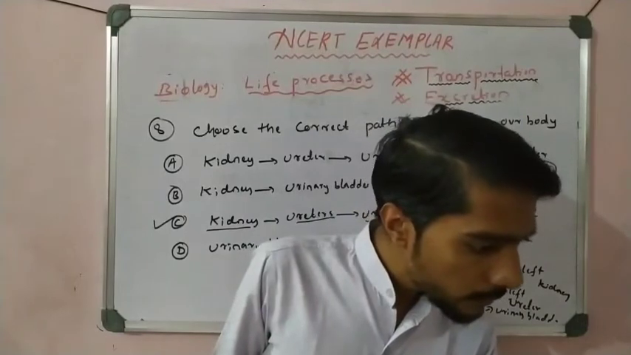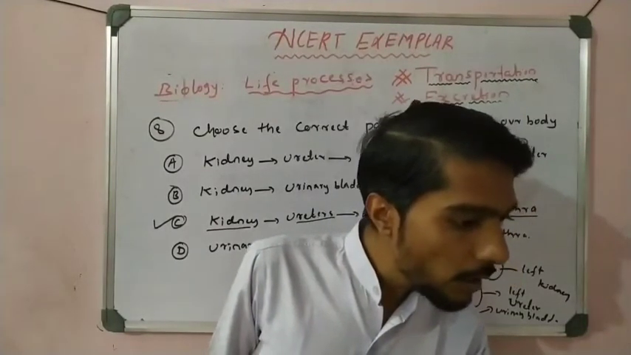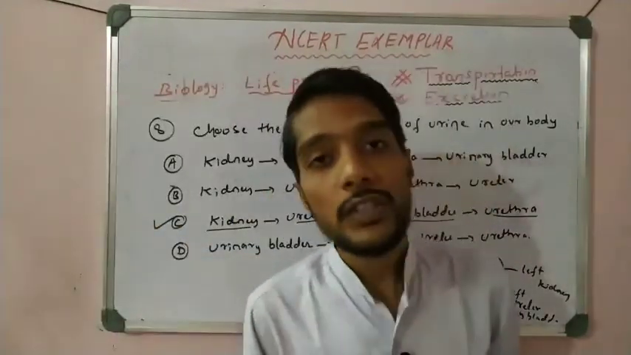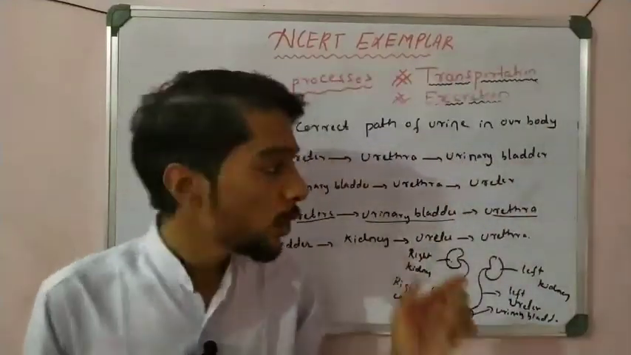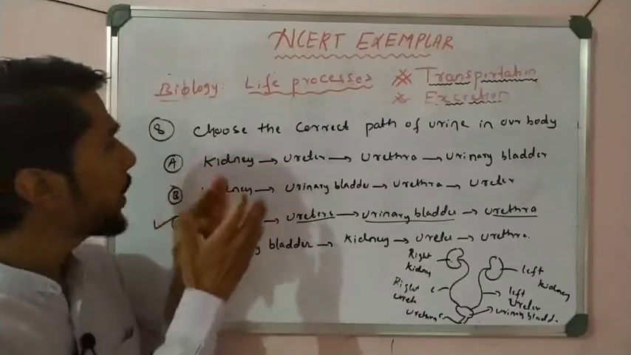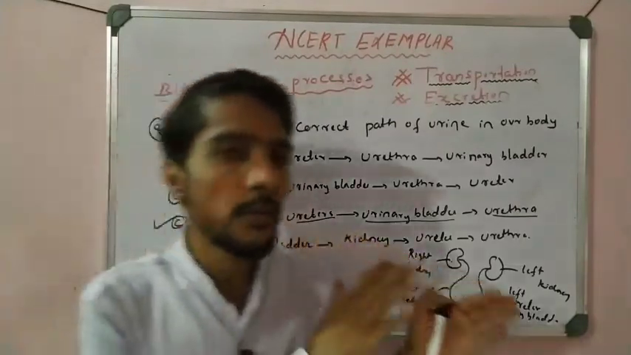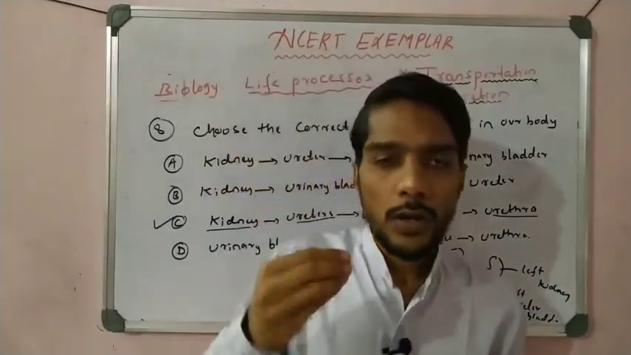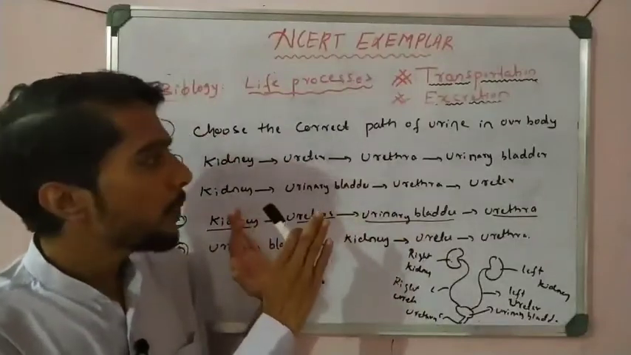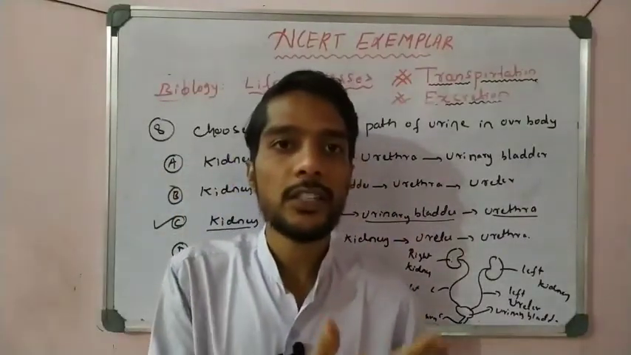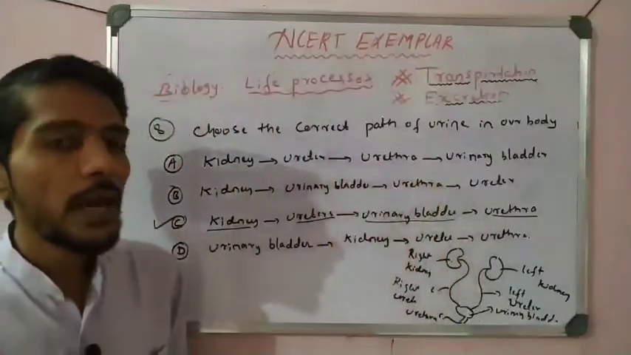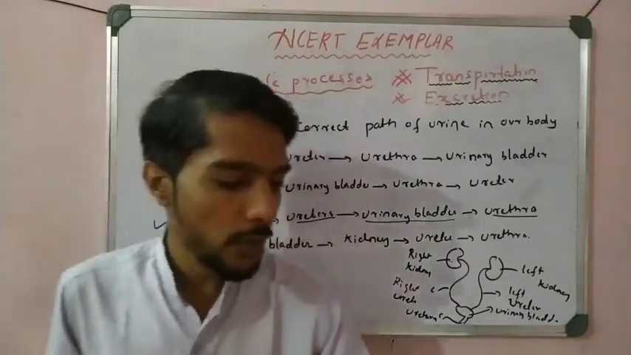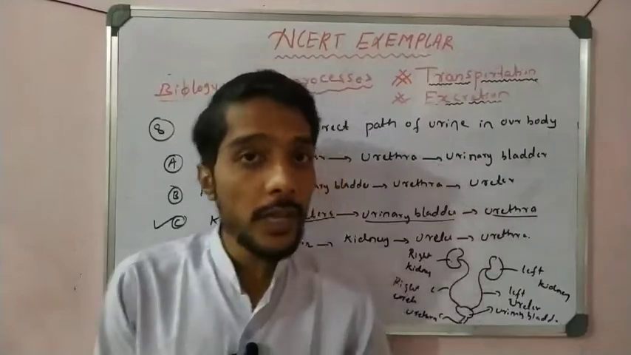So these are all the questions from the NCERT exemplar which are related to transportation and excretion. Please write this down. There are only 8 questions on these topics from the NCERT exemplar, but I want to solve some more questions for practice. I have finished the NCERT exemplar, so now I take some more examples from extra model papers, 10 or more extra questions to make you perfect on these topics.